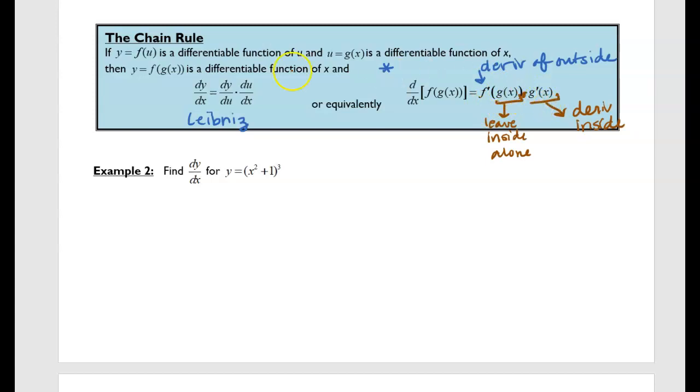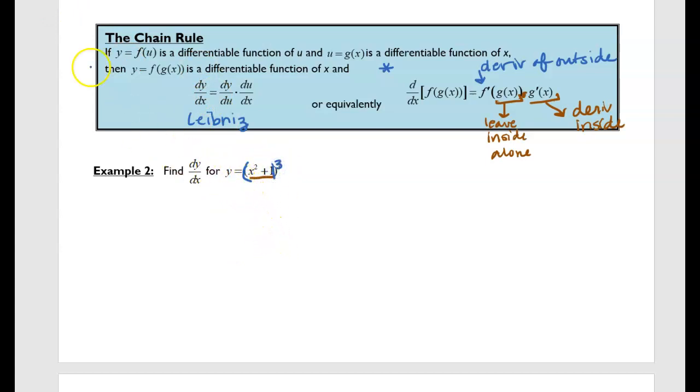So in example 2, we're going to find the derivative of x squared plus 1 to the third. I can recognize that this is a chain rule problem because I see a function inside of another function. So something inside of something else. I need to recognize what the different parts are, my outside and my inside. I can see that my inside is x squared plus 1. My outside is something to the third power.